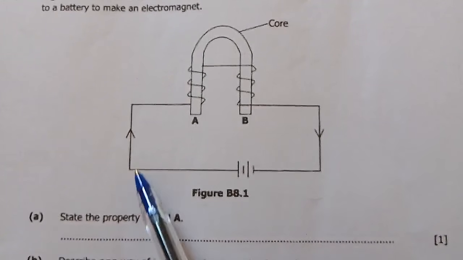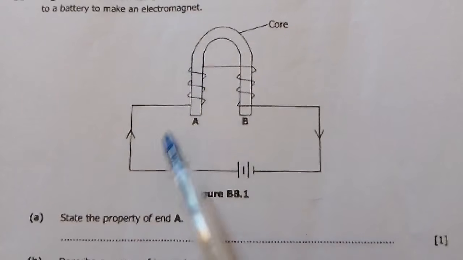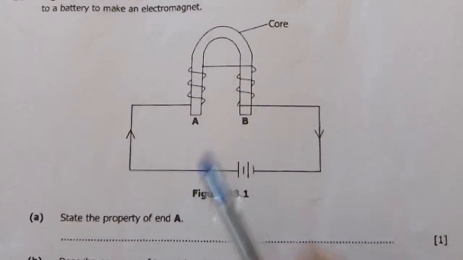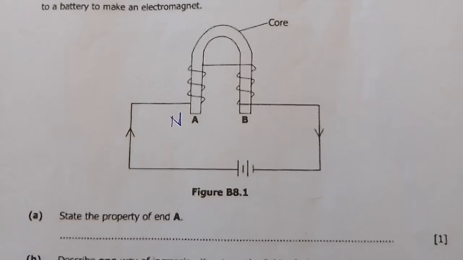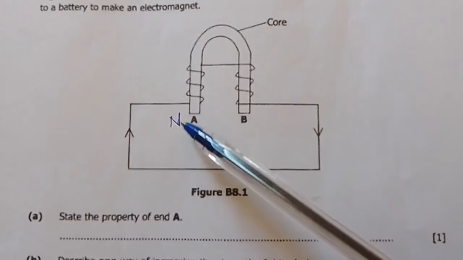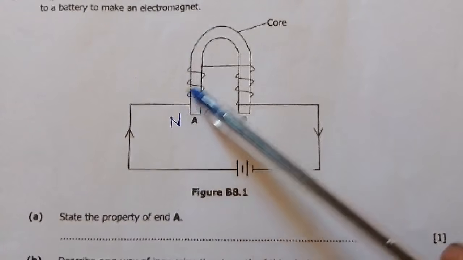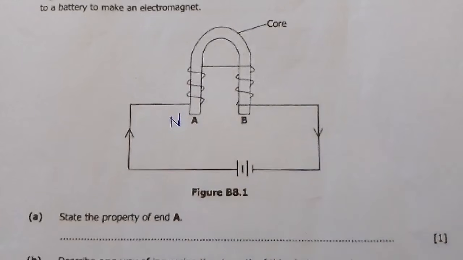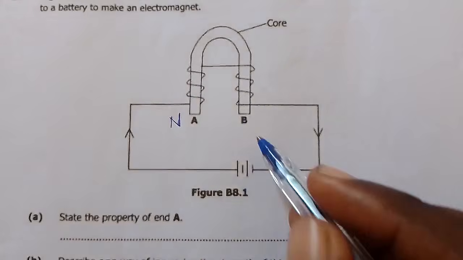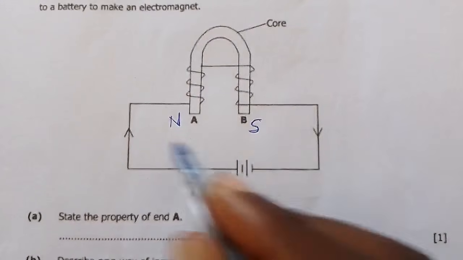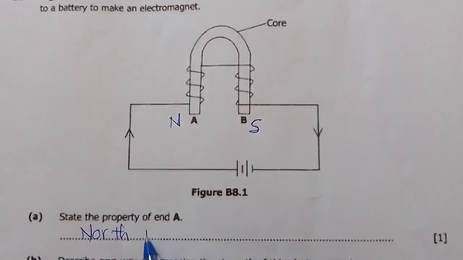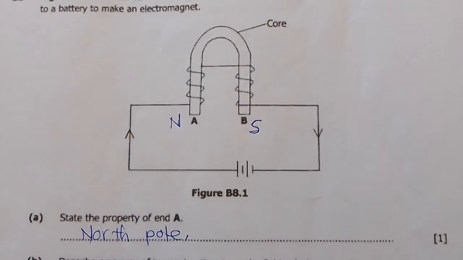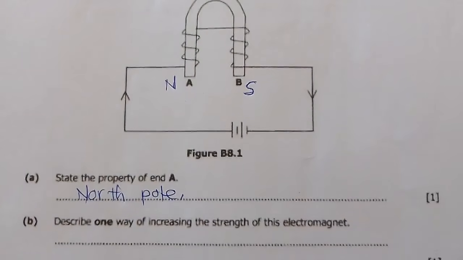So current is moving in this direction. When it is moving in this direction, just know that this is the north pole. Have you seen? This is the north pole, because the electromagnetic field moves from north to south. This is the easiest way in which you can know this. So that is your south pole. Just look at the direction, then you answer. This is the north pole. That is a north pole.